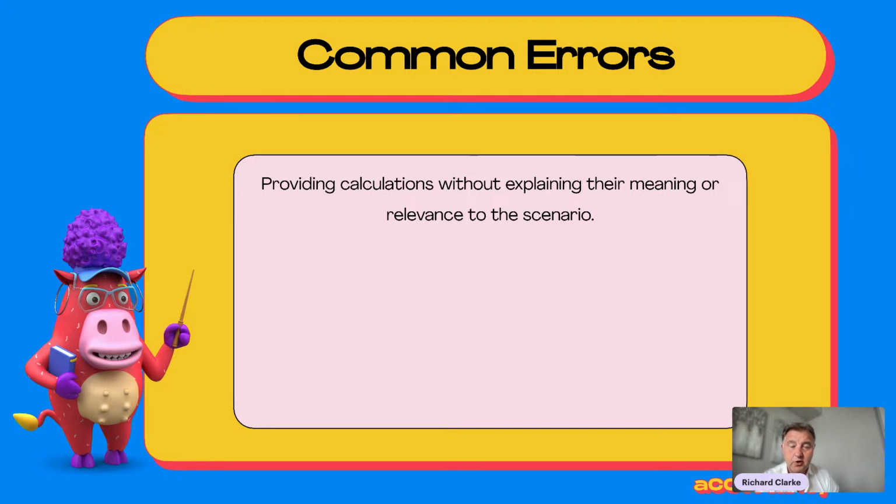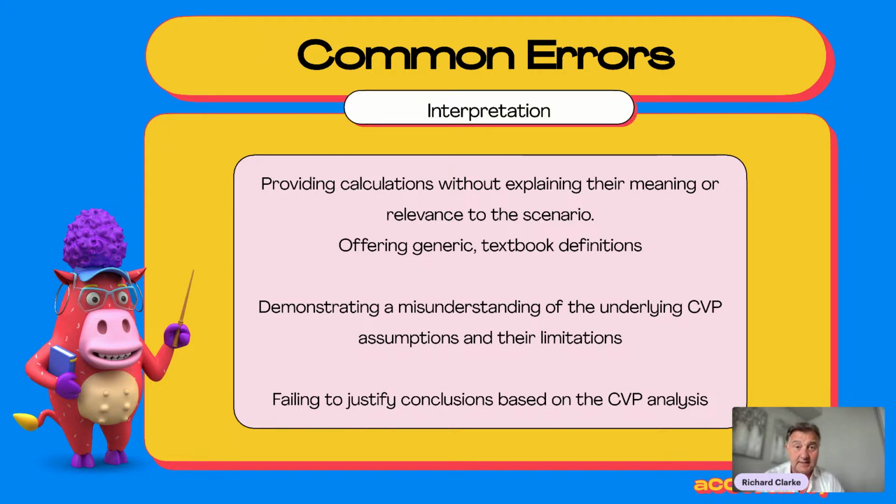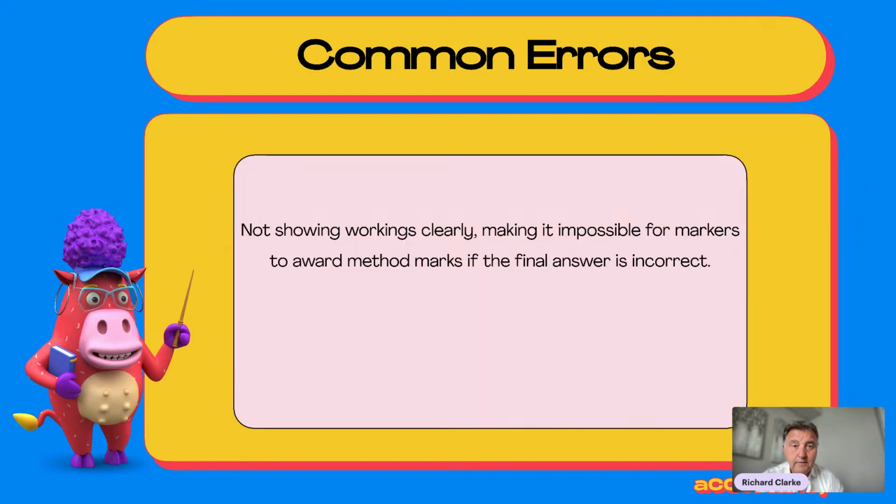Some more errors. Providing calculations without saying whether it's relevant to the scenario, that won't get you marks. Generic textbook definitions, that won't get you marks. A misunderstanding of the underlying assumptions and their limitations. So again, these are all things that the examiner says people do wrong. So the words are as important as the numbers. And always conclude, look, you've done your CVP, you've done your margin of safety, you've done your break-even analysis. Come up with a conclusion.